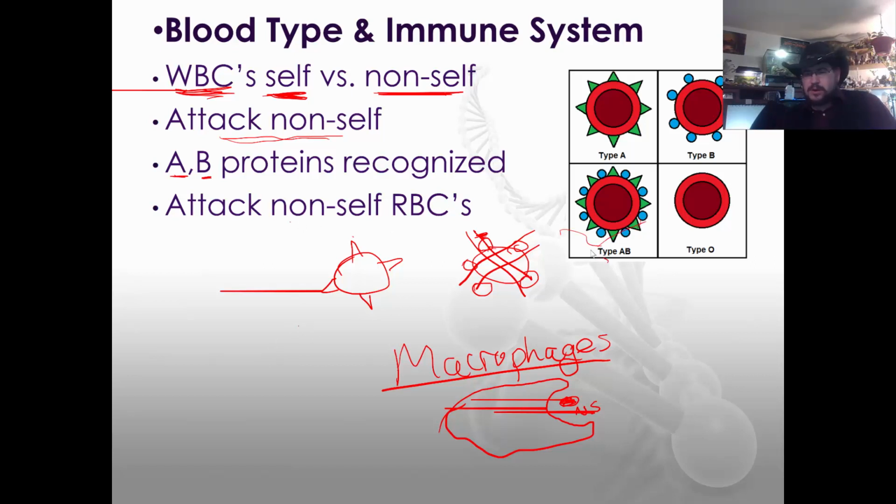Type O here, because it has no proteins on its surface, it cannot be detected by the immune system when it comes to AB blood types.